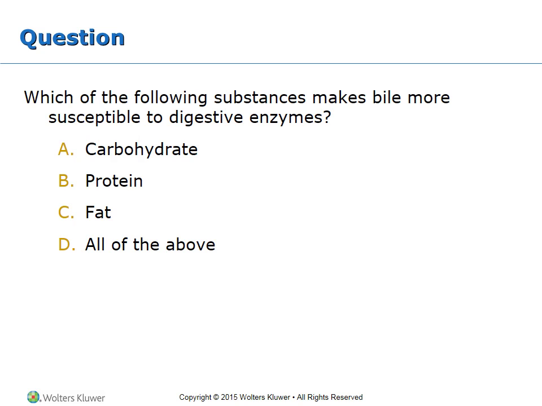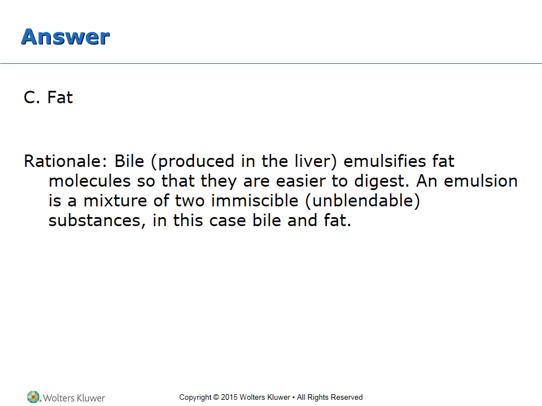So which of the following substances makes bile more susceptible to digestive enzymes? Is it carbs, protein, fat, or all three of these? Let's see the answer here. If you want to pause the video and find it for yourself, that would be great. But the answer is C, fat. Bile produced in the liver emulsifies that fat, so it's easier to digest. So bile really works on getting rid of fat in our system.